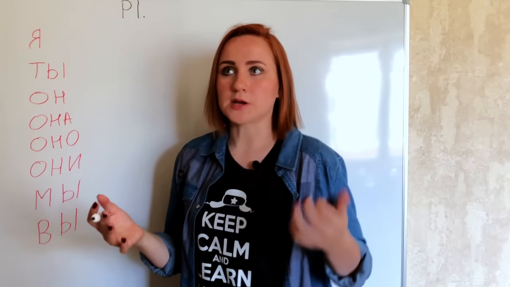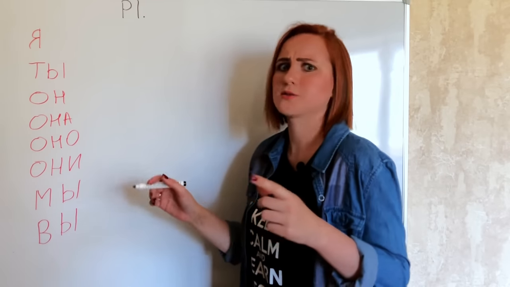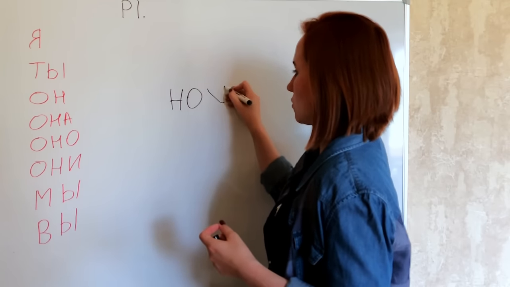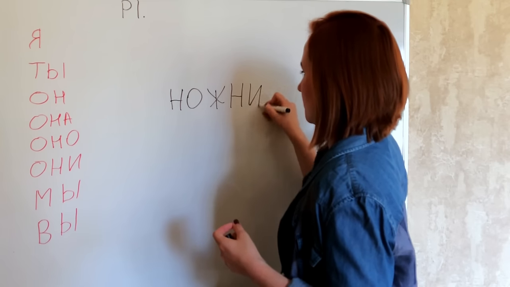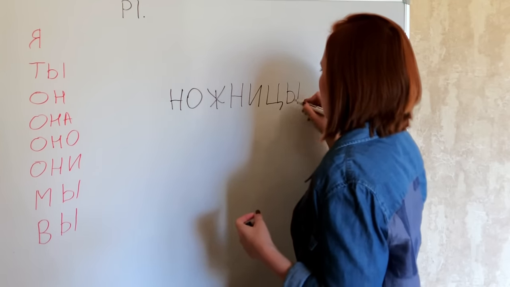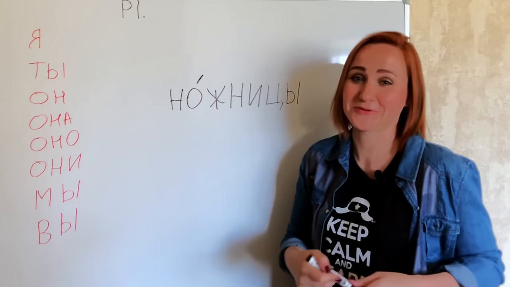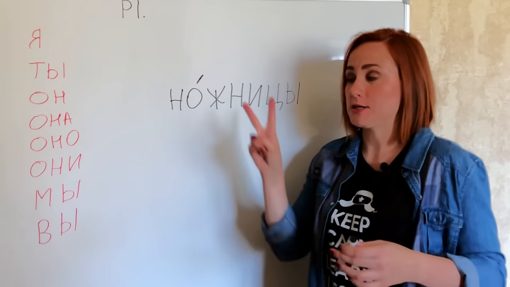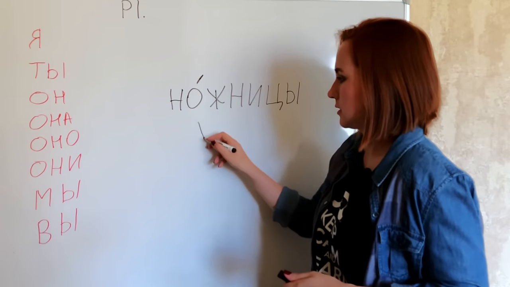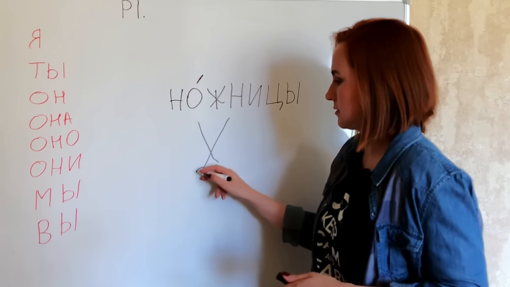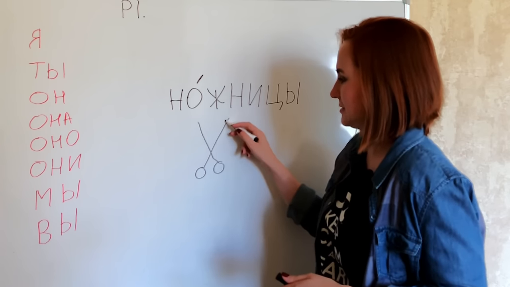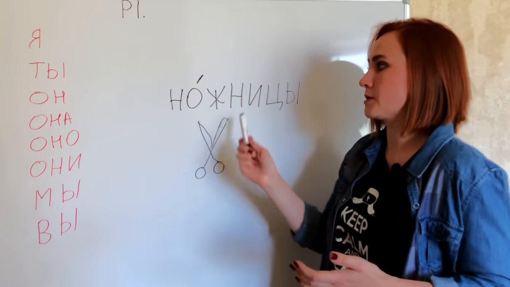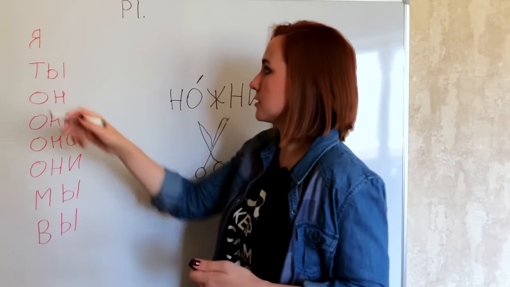But for now, let's just take one word, because I love this word for some reason. It's so tricky. It's the word scissors. In Russian is ножницы. Ножницы. Crazy word, right? So I hope you practice with it. Ножницы. Ножницы. Scissors. So, ножницы, plural.